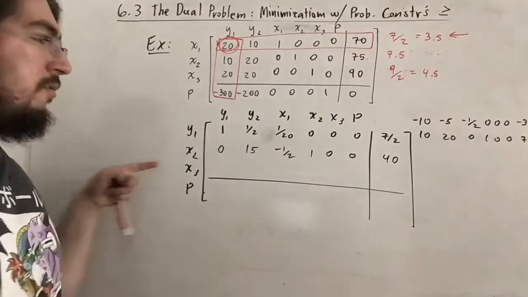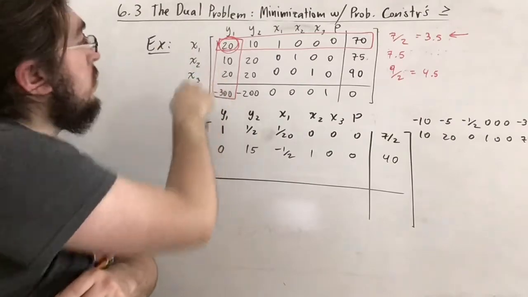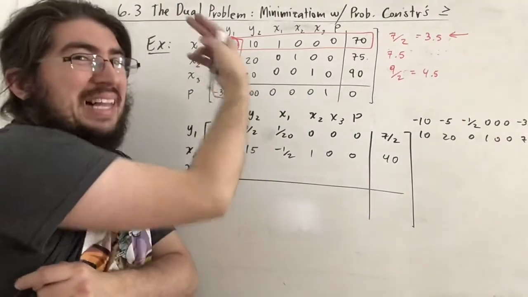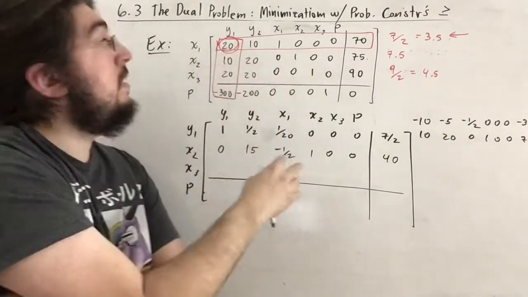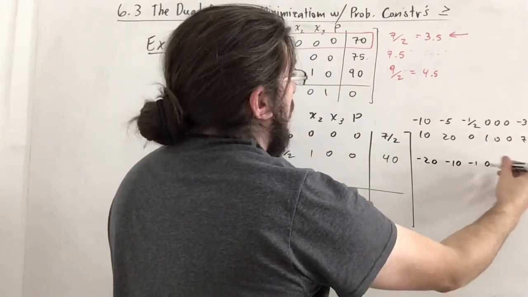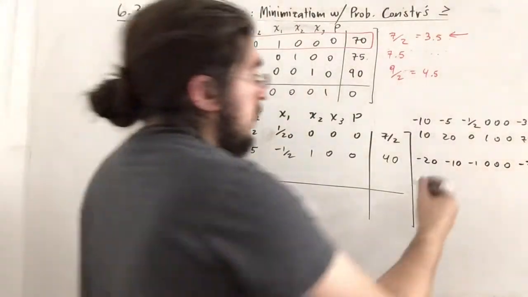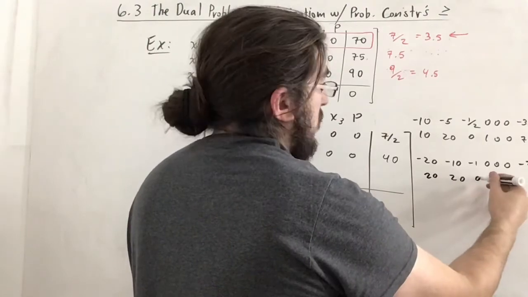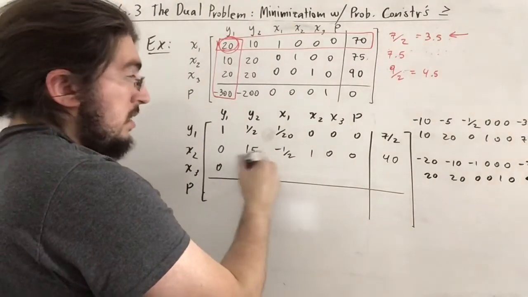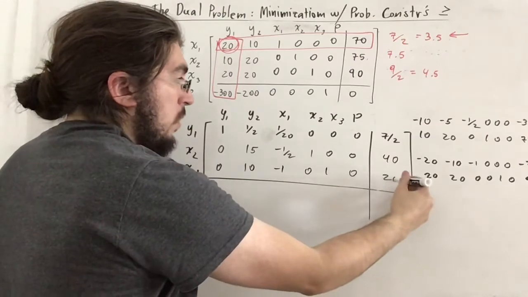Perfect. Now for the next one, for the third row, we need to multiply the first row, or pivot row, by negative 20. And notice what will happen when we multiply this by negative 20 is we'll get back the same original first row, but all negated. So let's write that. It's going to be negative 20, negative 10, negative 1, our 3 zeros, of course, and then negative 70. Now the original row 3 was 20, 20, 0, 0, 1, 0, and then 90. Adding these now will give us 0, 10, negative 1, 0, 1, 0, and 20.